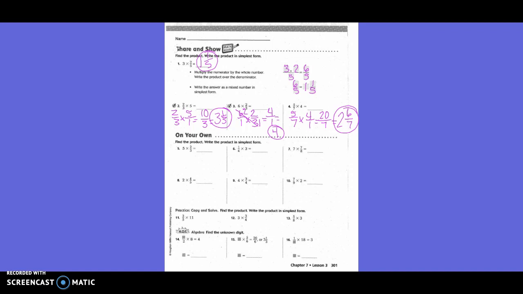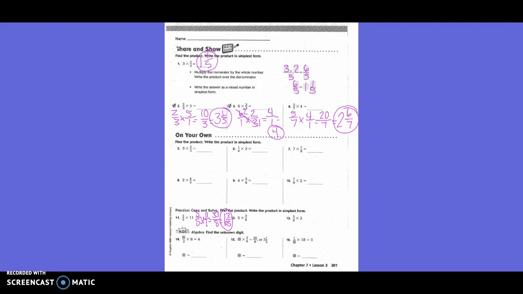And then let's go ahead and do 11. How do we set that up? 3/5 times 11 over 1. Can I simplify before I start? No. So that becomes 3 times 11 is 33 over 5, which equals 6 and 3/5.